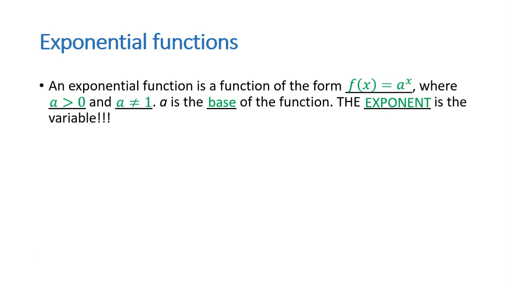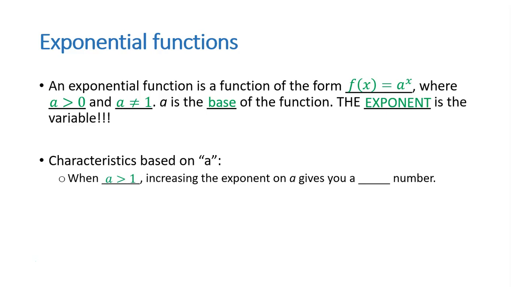A is going to be the key part of our function, however, and there are going to be some specific characteristics for our graph based on what A is. So when A is greater than 1, increasing the exponent on A, in other words, as our input for our function becomes a bigger number, the entire expression is a bigger number. So if our base is something greater than 1, then the higher the exponent is, the higher the output is.